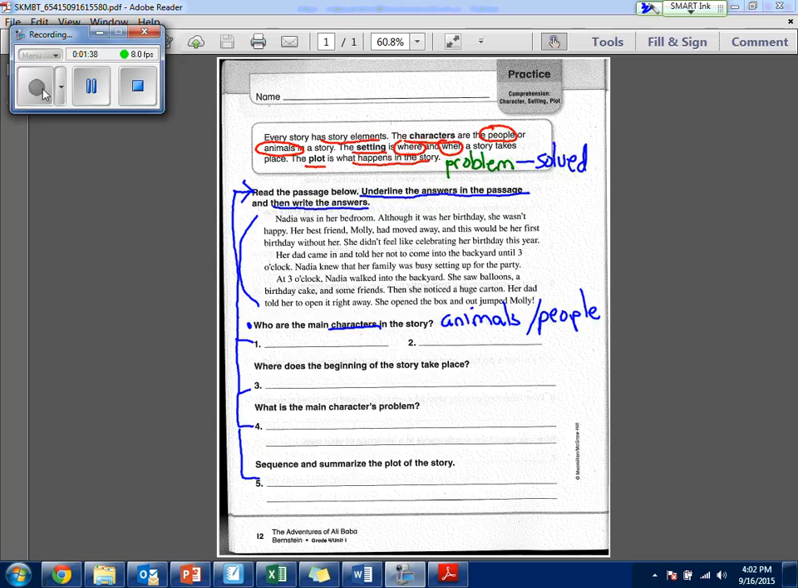Then what happens at the beginning of the story? Where does the beginning of the story take place? What they're asking you here is they're asking you for the setting. Number 4, it says, what is the main character's problem? Notice that word problem. That means they're asking for the plot. What is the plot? What is the problem that this character is facing in the story?